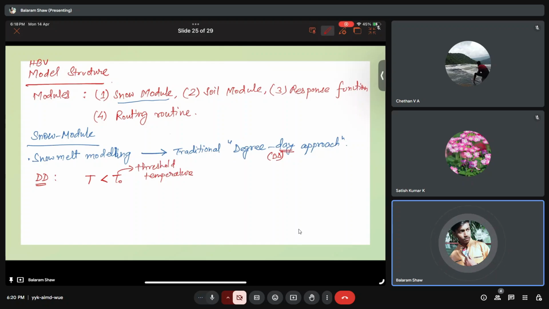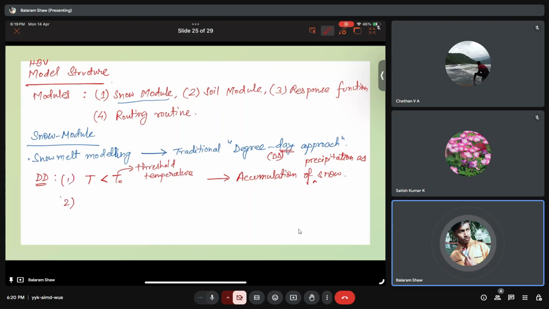Freezing happens when the temperature goes below a certain temperature, right? So if the temperature of the day is less than that of the threshold temperature, it will lead to an accumulation of the snow, right? Because freezing will happen. So accumulation of snow, the accumulation of precipitation will be happening in the form of snow. Okay, so this one is the first.